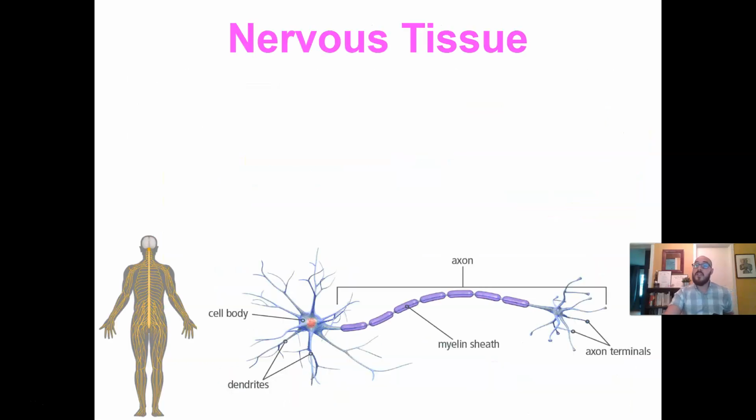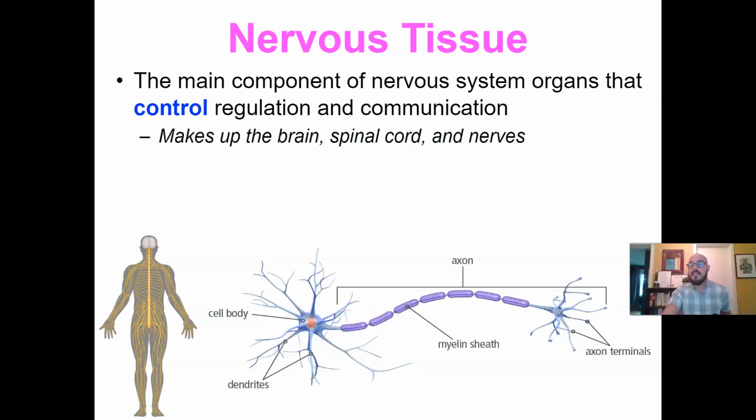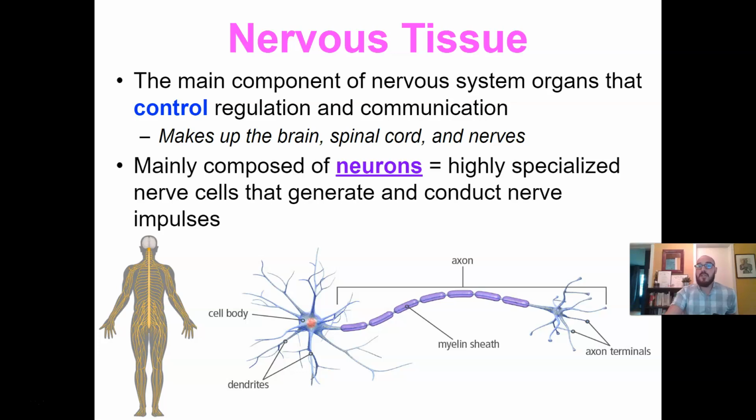And lastly, we come to the nervous tissue, which is our last tissue type. This is basically what's going to allow control, regulation, and communication across your entire body. Most of your body systems are going to be attached to some type of nervous tissue, running back to your brain, which is kind of the central processing unit of your body. All right, so that makes up the brain, spinal cord, and nerves.